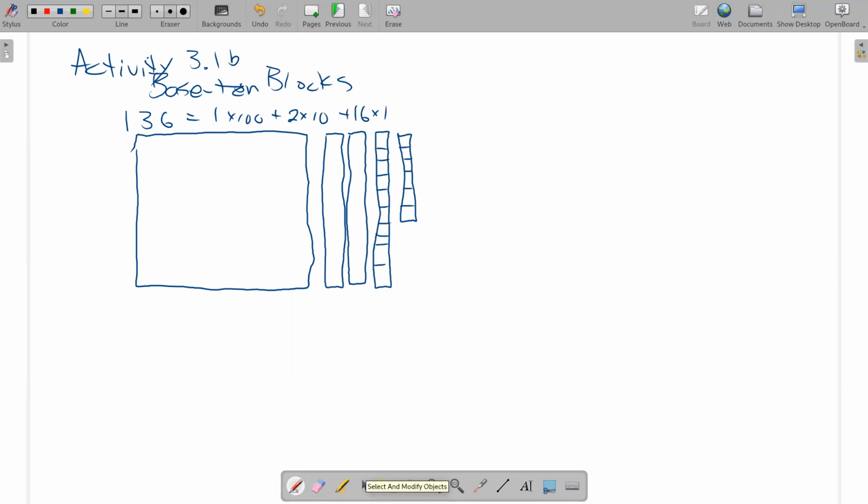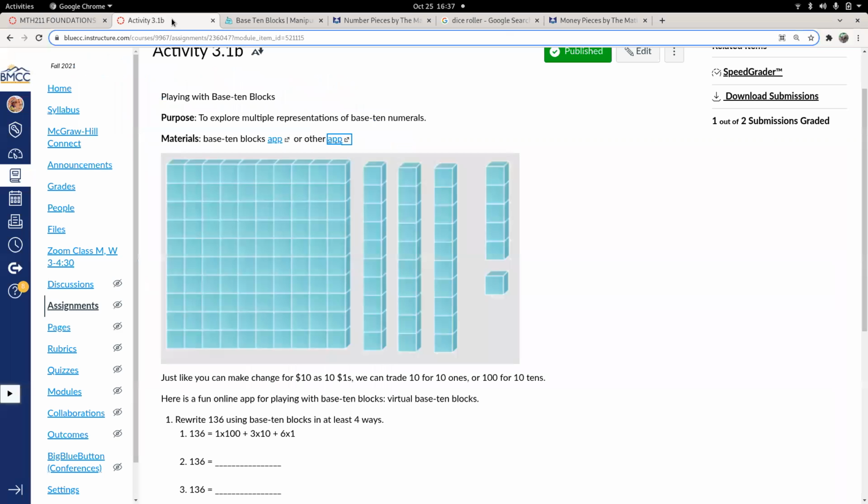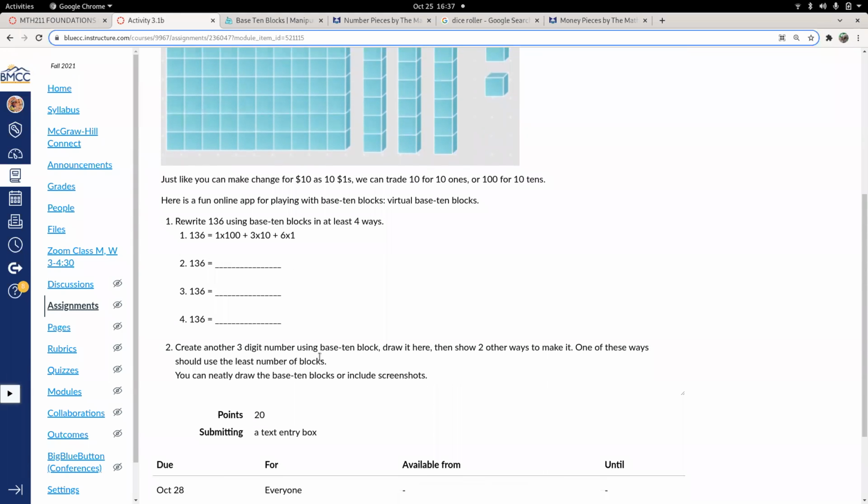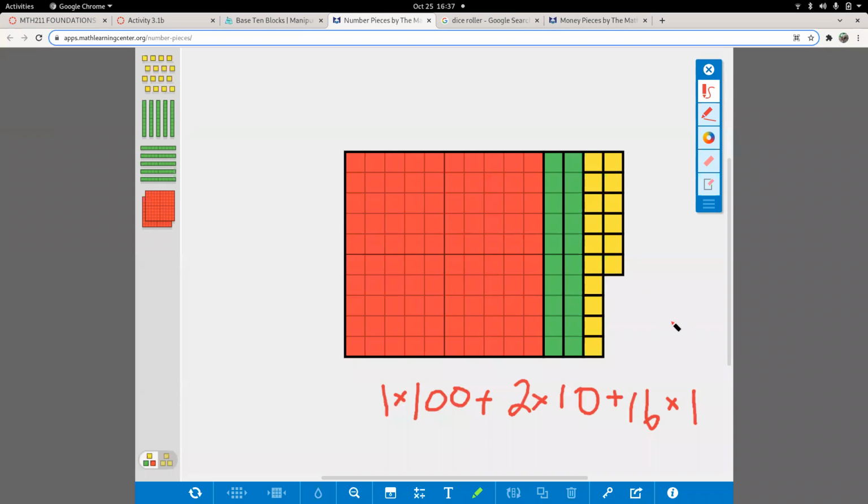Okay. And so for this next part, you're going to redraw on paper or with the app different versions of 136 where you break up these groupings in different ways. And then you're going to make your own 3-digit number and show me 2 other ways to make it. So show me the standard way, and show me 2 other ways to make it. Okay. Draw that out, or you could do screenshots from this app here. So I could take a screenshot of that.